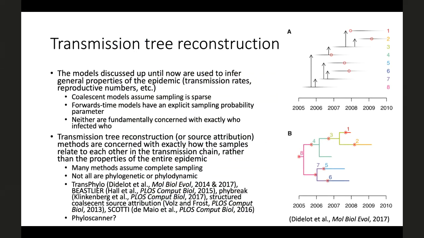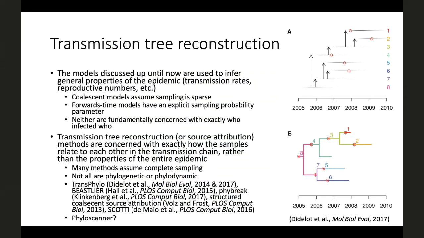Many of these assume complete sampling. You have everyone, but that's becoming less true as more methods are developed. Not all of these are phylogenetic or phylodynamic at all. Some are a bit more like the clustering methods in HIV. They just look at genetic distance. There's a list of methods there. Phyloscanner is sort of a method like this, but I wouldn't say it's phylodynamic because it doesn't use time trees, at least currently, and it doesn't fit a model. It's really just looking at the properties of the phylogeny.